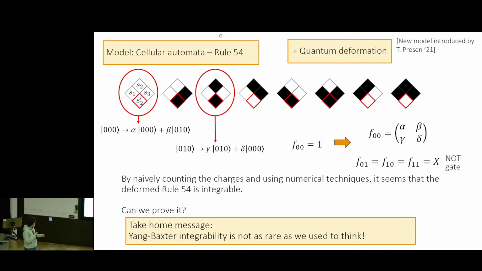So this model is really like the simplest model you can think of. You start to add some quantum deformation, and surprisingly enough, you find that it is integrable, and Yang-Baxter integrable. So to show this, I will move into the technical part now, just to tell you that it's not very easy to detect algebraic integrability. If someone had come to me and shown this model and put a bet, like, would you guess that this model is Yang-Baxter integrable, I would probably have bet no. But after some work, we managed to show that Yang-Baxter integrability is also there. So my take-home message is that Yang-Baxter integrability is not as rare as we used to think.